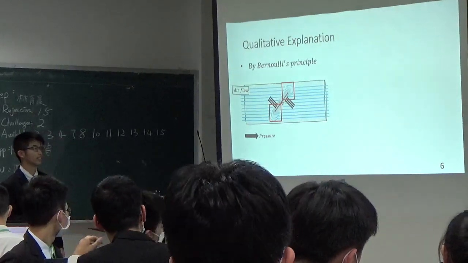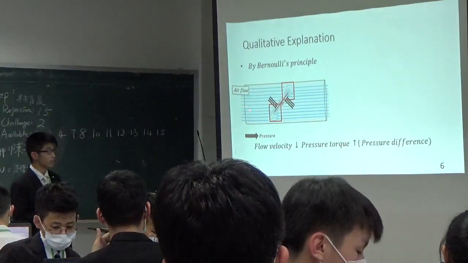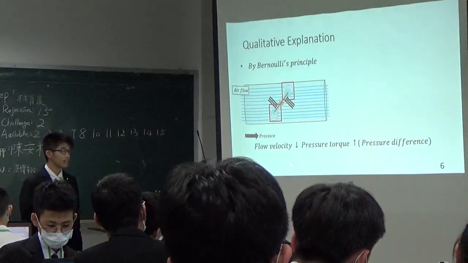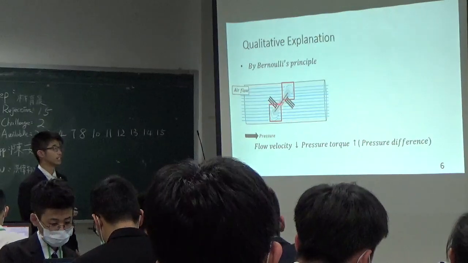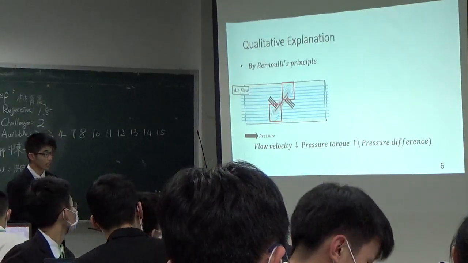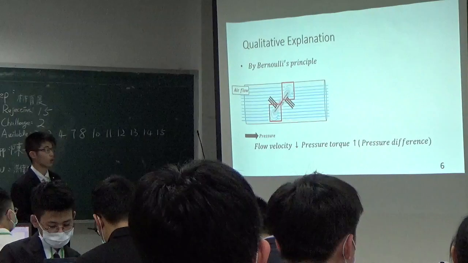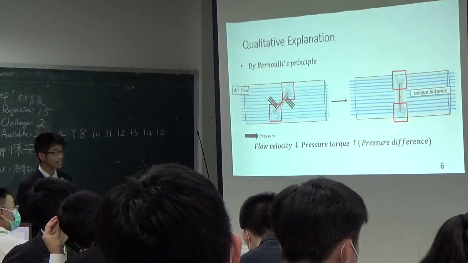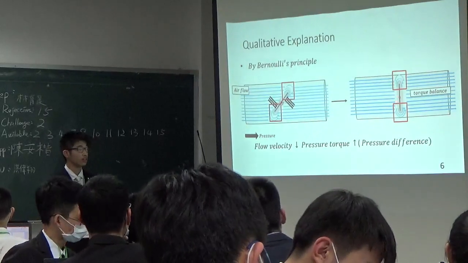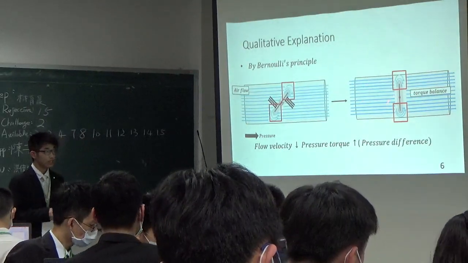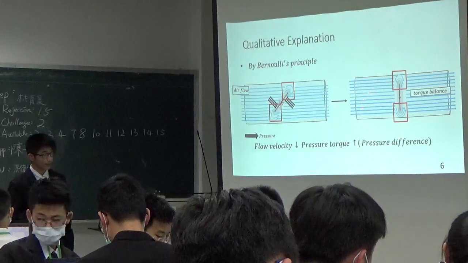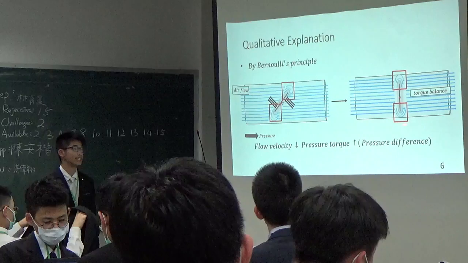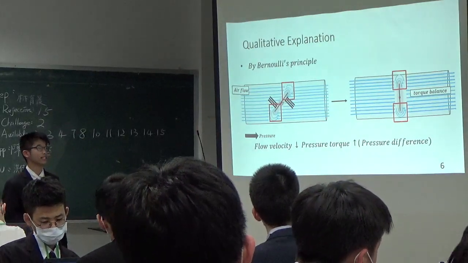the disk rotate. It's because when the air flows over the disk, the flow velocity will decrease, and it will cause a pressure difference on each side of the disk, so it will generate a pressure torque and let the disk rotate. Then when the disk comes into a vertical condition, the pressure on the two sides of the disk will be the same, so it will reach torque balance.